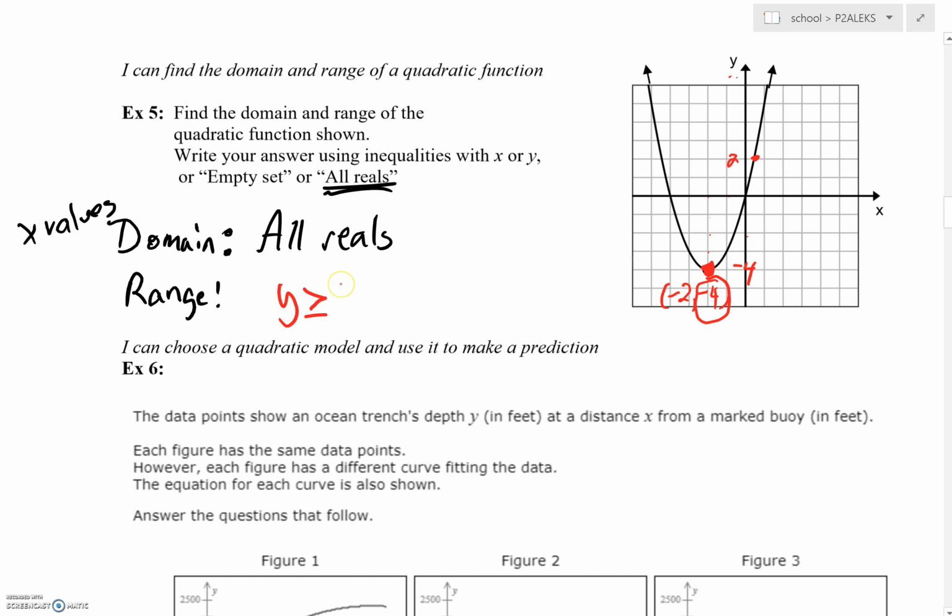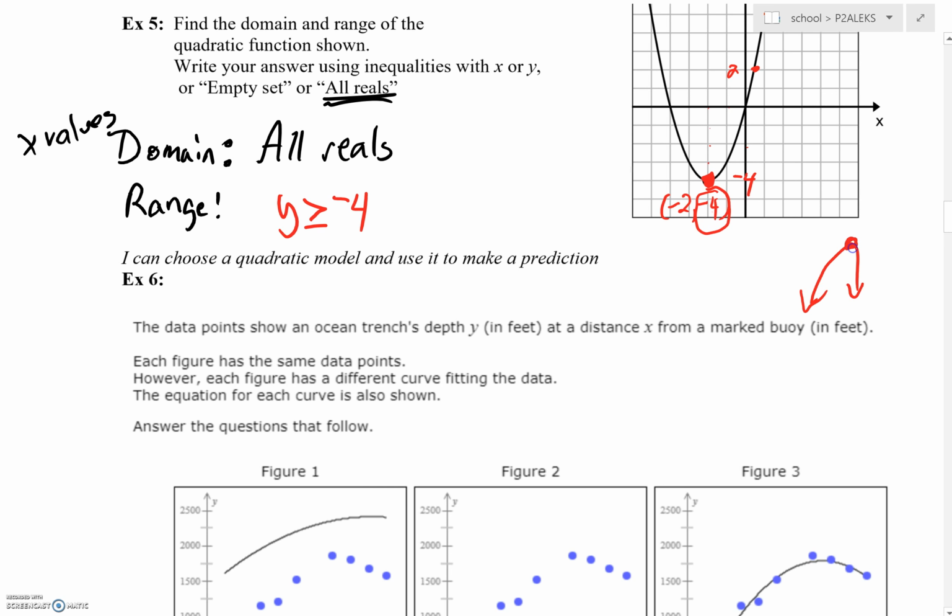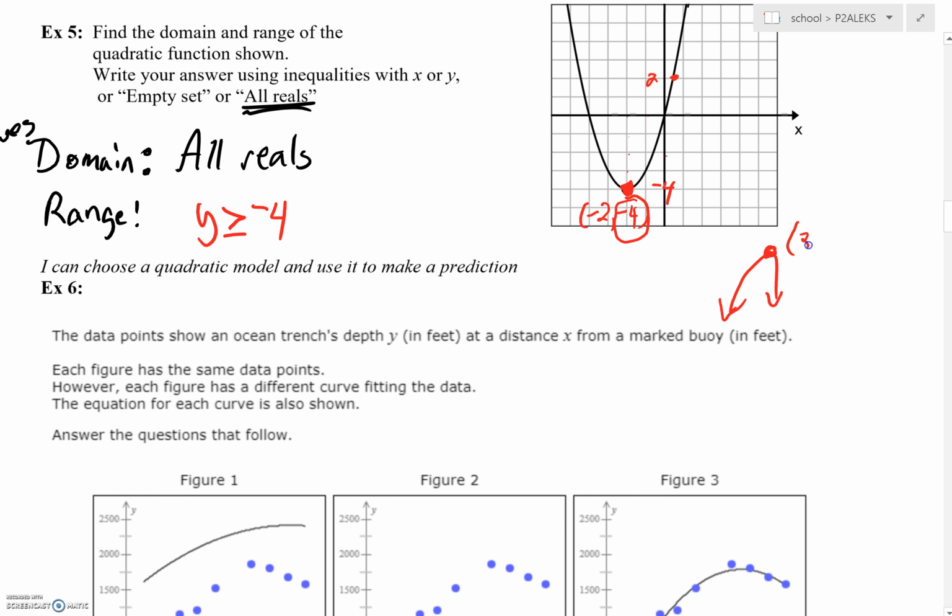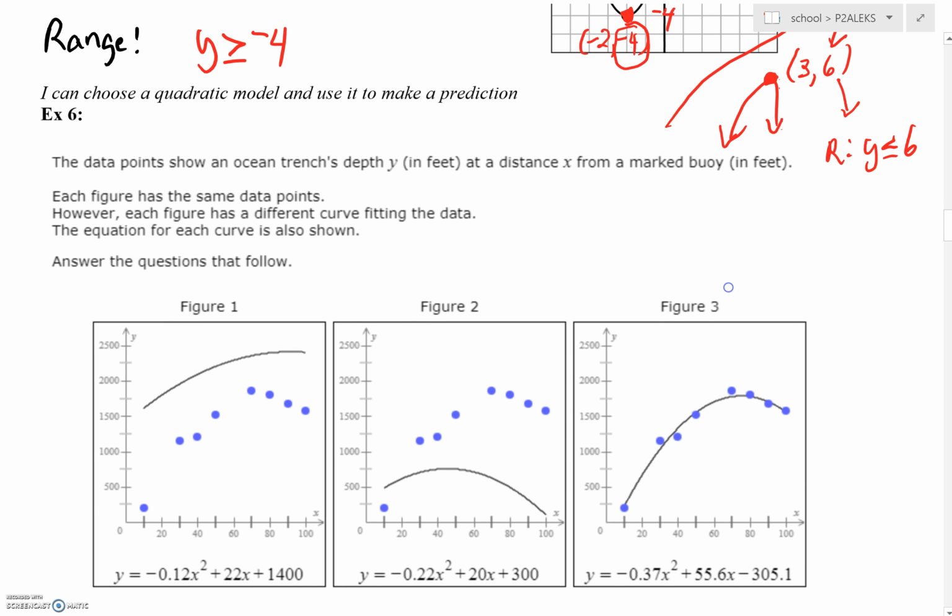All right. By the way, if you would have had an upside down parabola, just to talk about that for a minute, let's say that this was the point 3, 6. If that was your problem, you could see that your Y values can only get as big as 6. This range would be Y less than or equal to 6. Sometimes you will be given an upside down parabola, and you always look at the Y value of your vertex to help you out.